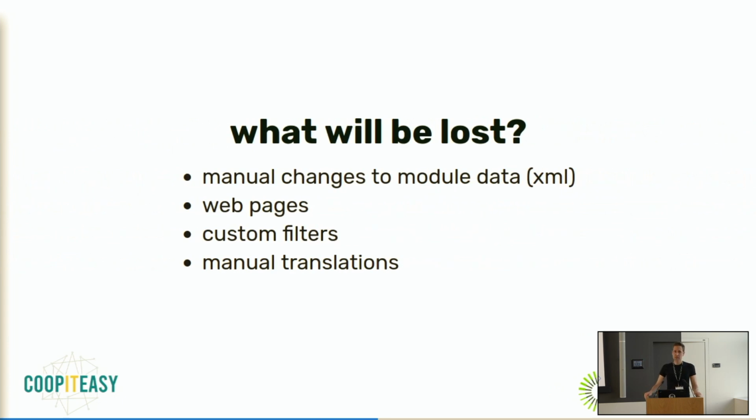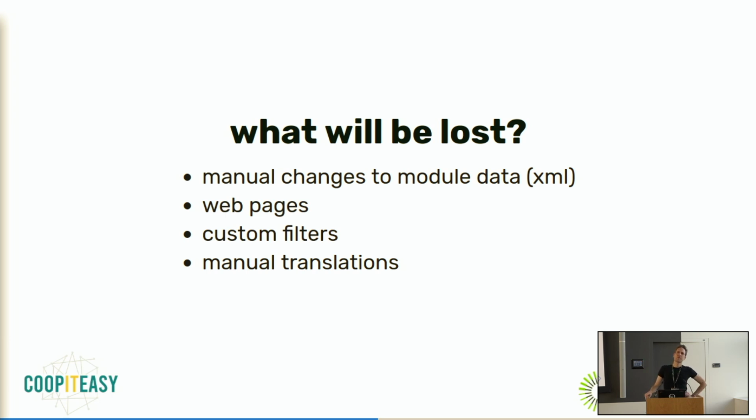Okay, what will be lost? Because yes, you will lose some data, and you need to be aware of that. So of course, if you made changes to module data directly in Odoo, data coming from XML files, that's always a bad idea, because just a regular module update will make that data be lost anyway. Web pages depend on the version you're coming from and going to, but most probably you will have to redo them. Custom search filters for users, any translations that have not been exported, all of these will be lost. So keep that in mind when developing and changing stuff in Odoo instances also.